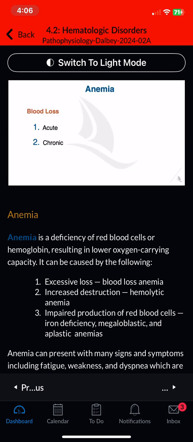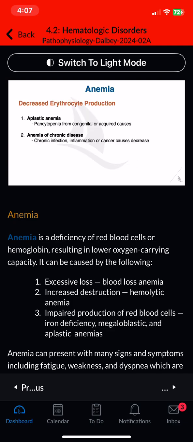So the first is blood loss. Blood loss can cause anemia, and it can be acute, like surgery or trauma that can cause a hemorrhage. The treatment here would include replacing the blood volume lost and repairing the injury that caused the acute hemorrhage. Chronic blood loss can occur because of internal bleeding, such as an ulcer, cancer in the GI tract, or even abnormal menstrual blood loss. So again, treatment would include treating that underlying cause of blood loss. And in chronic, it may also include iron supplementation.